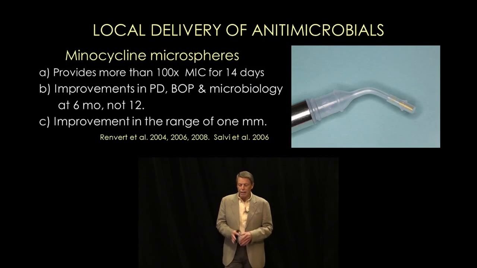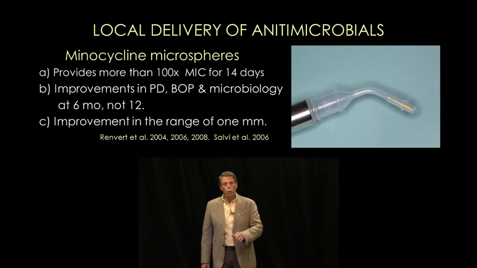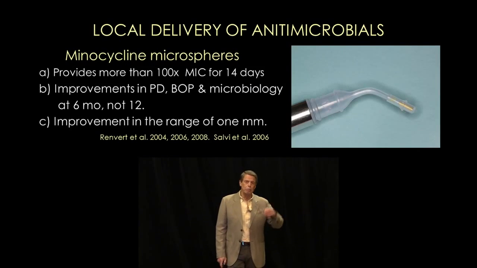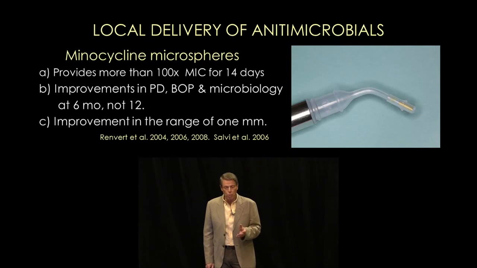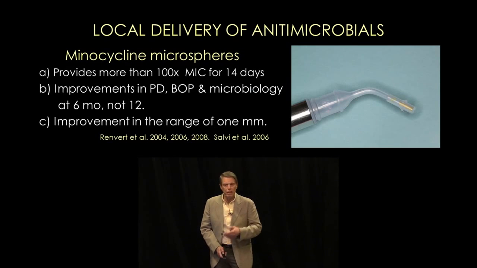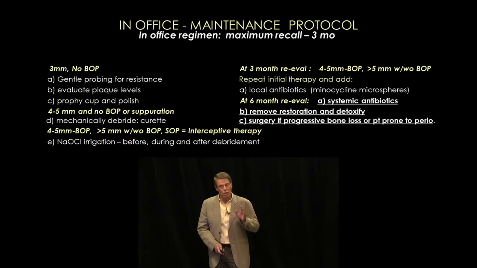The improvements in pocket depth and bleeding upon probing you see at 6 months, but not 12. But we're only going to need it to be effective for 6 months. And the improvements in pocket depths are on the average of a range of 1 millimeter. But again, we're dealing with mucositis, so when we go from 5 millimeters to 4 millimeters, that becomes significant, because at 5 and 6 millimeters, the aerobic flora becomes anaerobic and it becomes inflammatory. If we can get the pocketing down to 4 and 3 millimeters, we're in the range where we want to be.